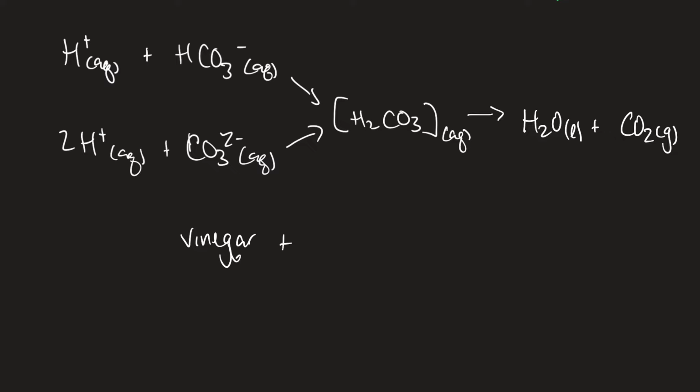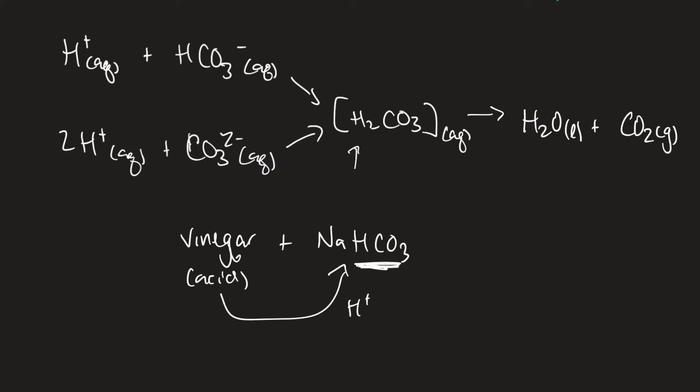Now, baking soda is sodium bicarbonate. Vinegar is your acid, so it's going to donate the hydrogen ions to specifically the bicarbonate. And then what you'll see is all this foaming and gas, and the foaming that you see is carbon dioxide. It makes carbonic acid, but then the carbonic acid quickly decomposes to water and carbon dioxide.